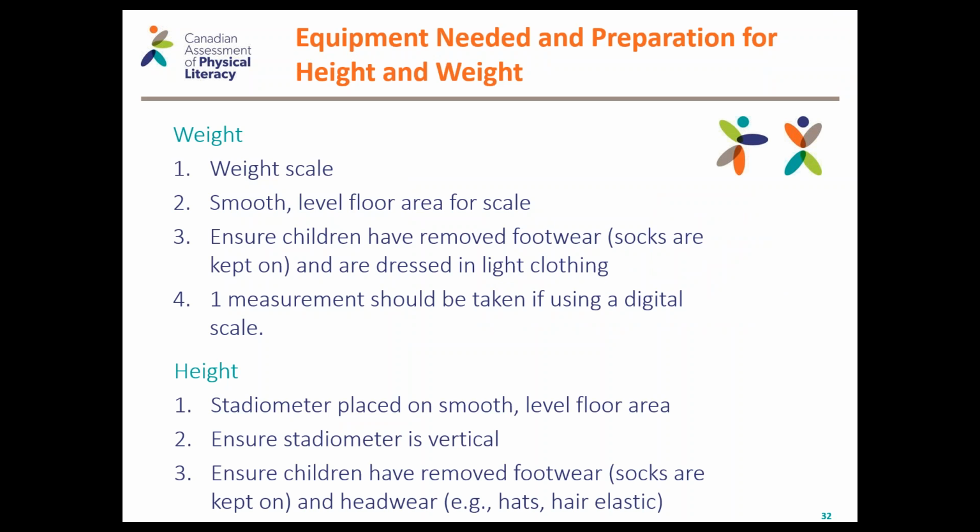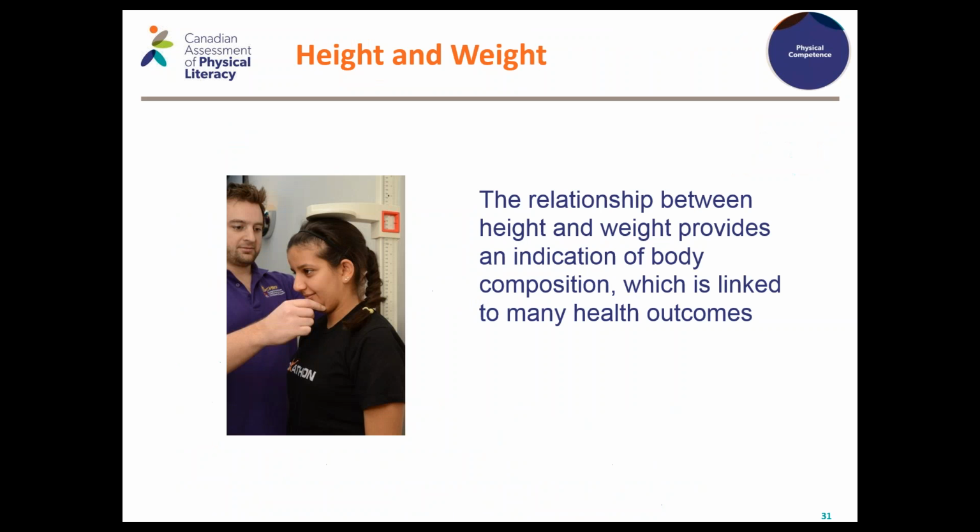One measurement should be taken using a digital scale. If you have a different kind of scale, you would do 2 measurements just to provide an average between those 2. And then for height, you need a stadiometer. That would look like this right here on your screen.